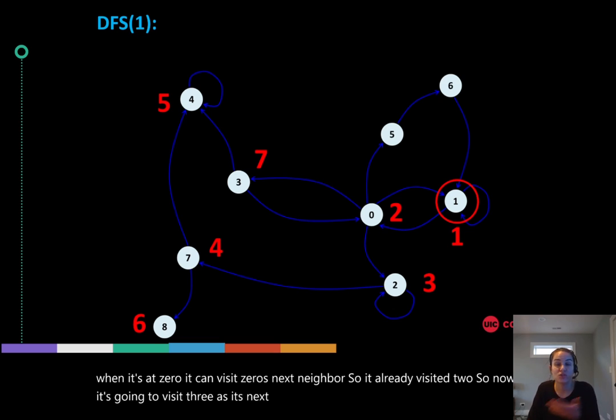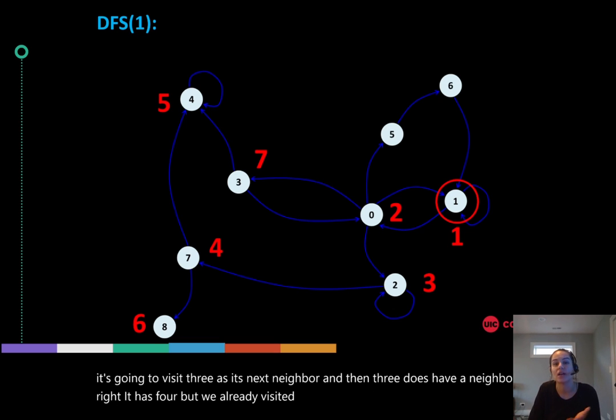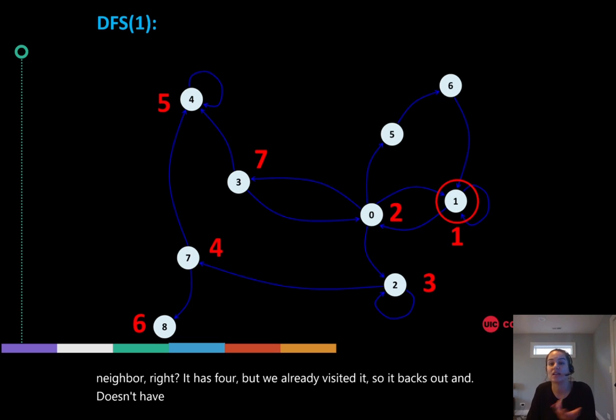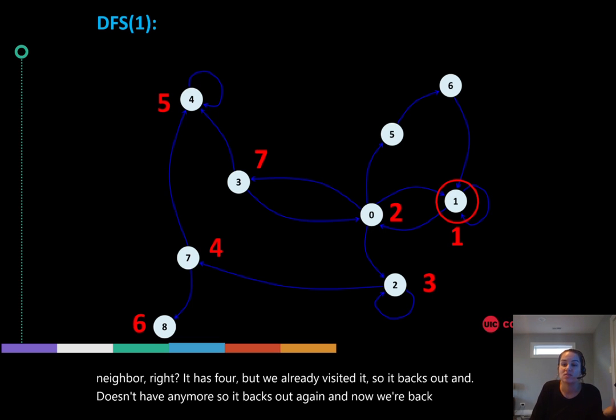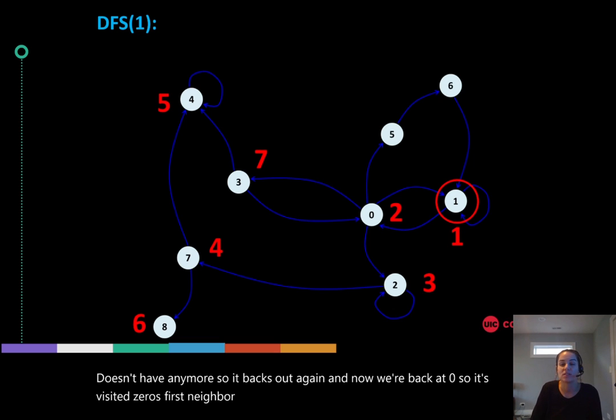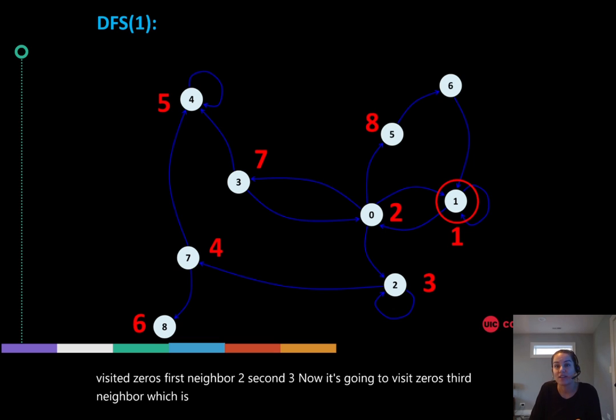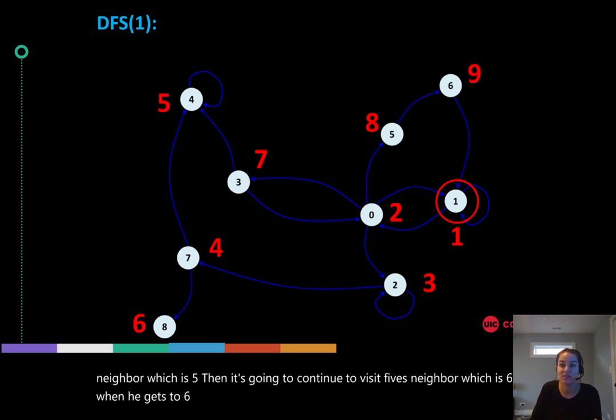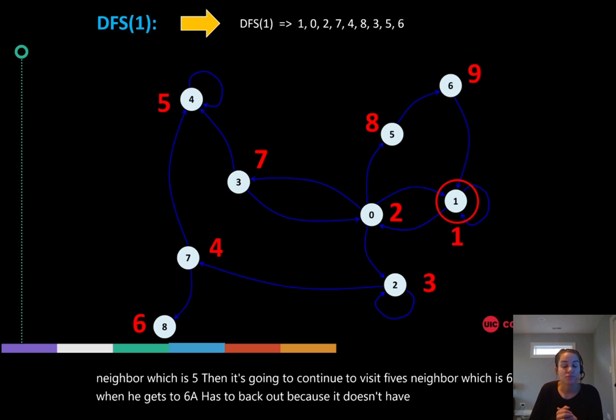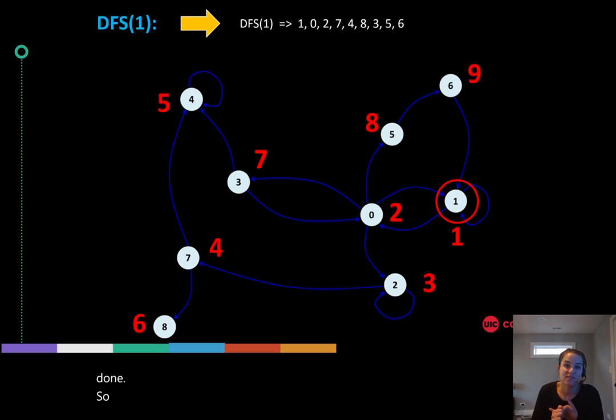And then 3 does have a neighbor, right? It has 4, but we already visited it, so it backs out and doesn't have any more, so it backs out again, and now we're back at 0. It's visited 0's first neighbor 2, second neighbor 3, now it's going to visit 0's third neighbor, which is 5. Then it's going to continue and visit 5's neighbor, which is 6. When it gets to 6, it has to back out because it doesn't have any more, and it's done. So the order of DFS traversal when you start at 1 for this graph is shown here.